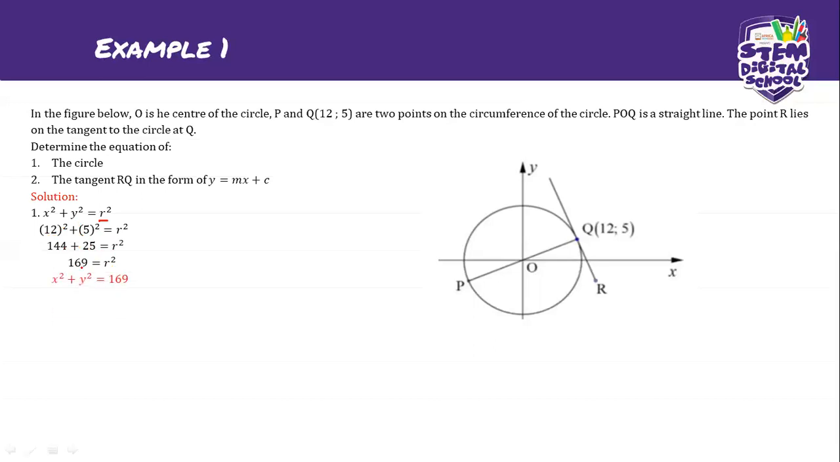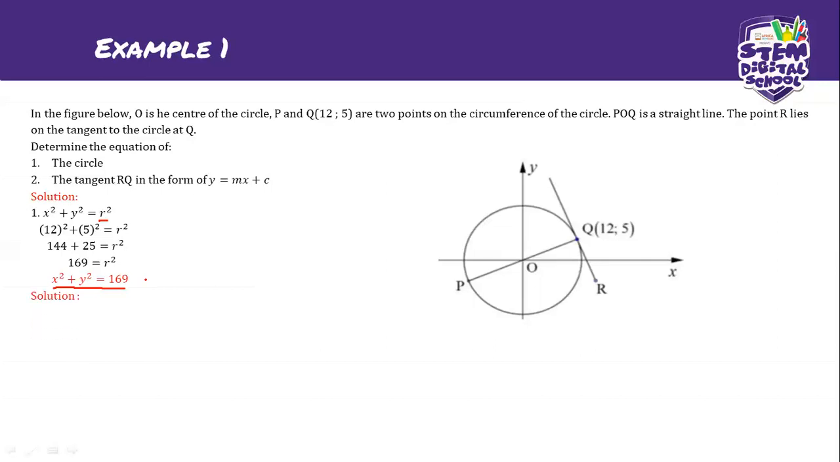Now, the last step: we are now having the equation of the circle. Once you have obtained the r squared here, which is 169 in this case, our equation will be x squared plus y squared equals 169. This is the equation of the circle. It's very easy, very simple.